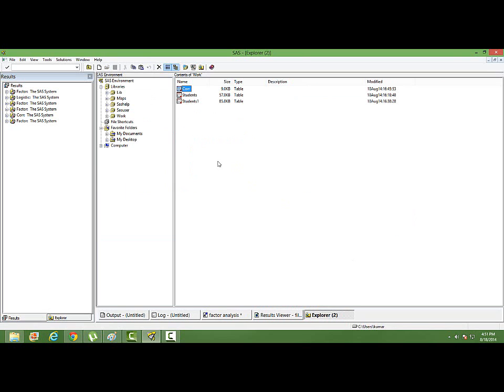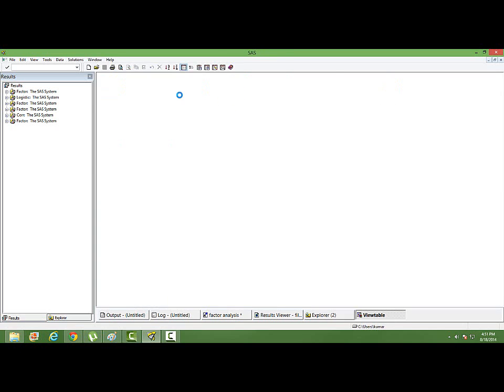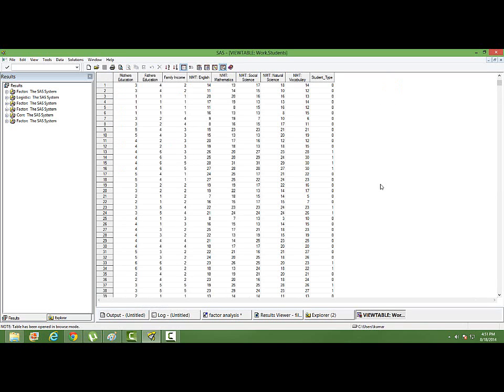To illustrate this particular topic, I'm going to use a data set. Let me show you the data set. The data set has information on school students. It's about the performance of the students in class. What are the variables available to us? We have mother education, father's education, family income, score in English, mathematics, science, social science, natural science, and vocabulary.